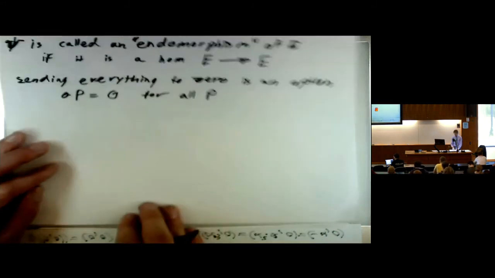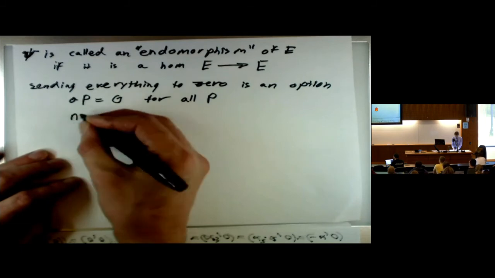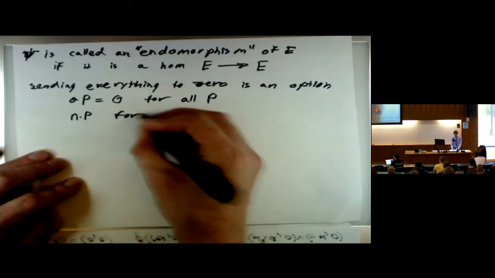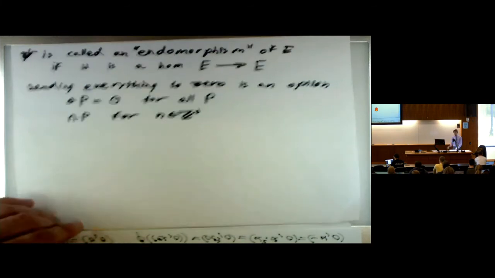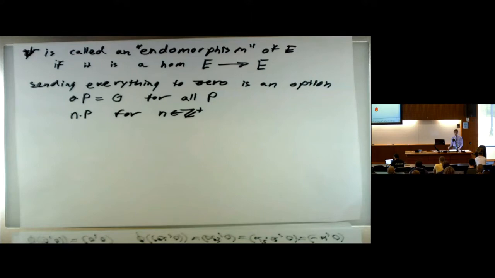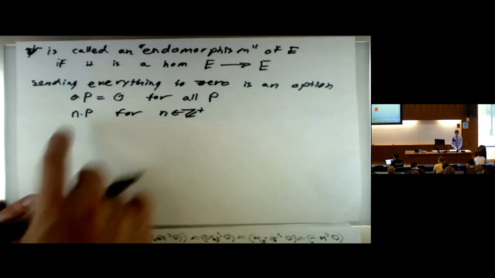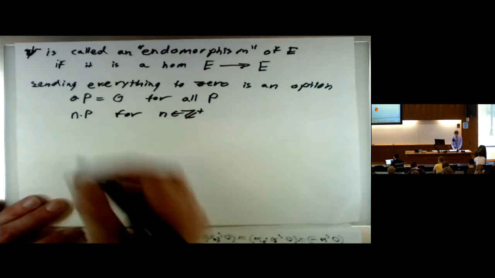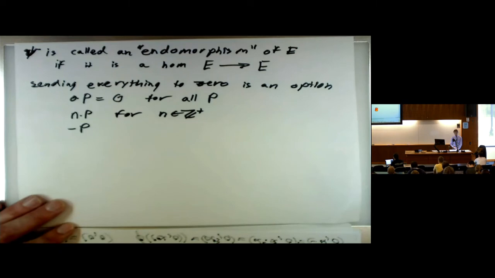Okay, that's one option. We have n dot P for n in Z, positive integers. If we take n equals 1, we're just saying we have the identity. We're sending everything to itself. For n 2 or greater, we're looking at multiples: doubling, tripling, and so forth. And of course, we have negation, sending a point to its inverse. And so between these two together, we can also get all negative n, right? By composing those.